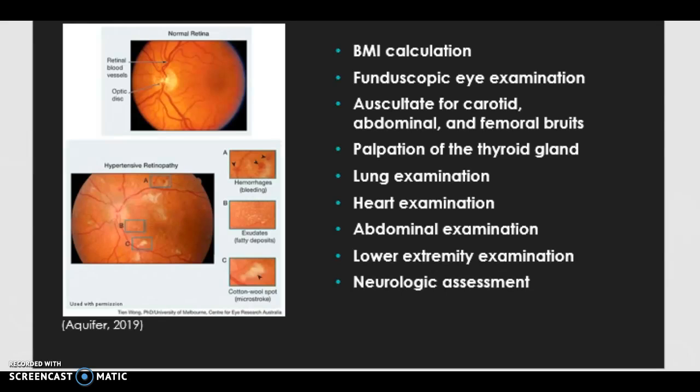Other assessment strategies that we need to focus on primarily, or additionally, for our hypertensive patients is the heart examination, the lung examination, and the thyroid, as we know this can be a secondary cause. We want to auscultate for any bruits. We want to examine the lower extremities, and we want to always be doing neurological assessments.